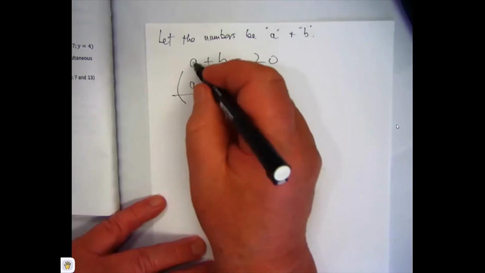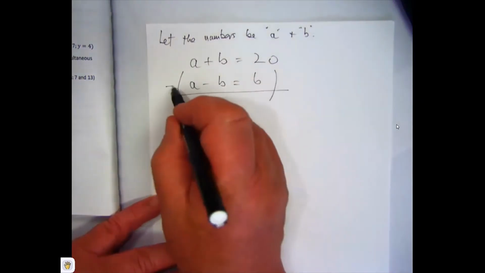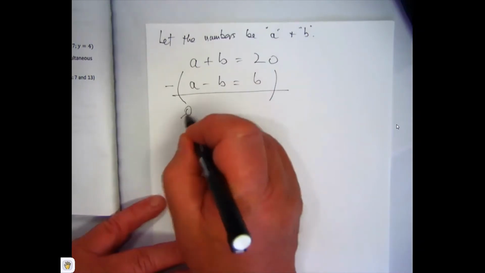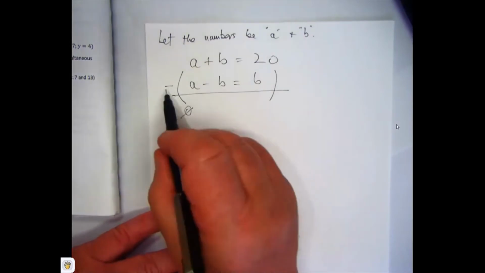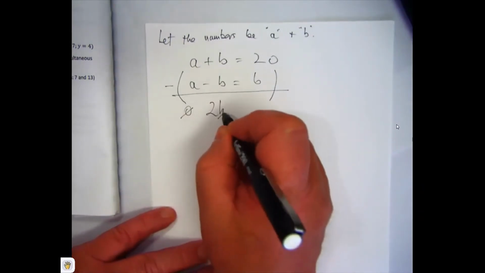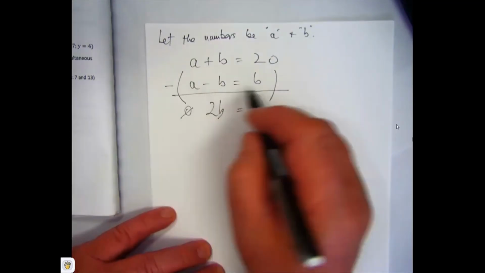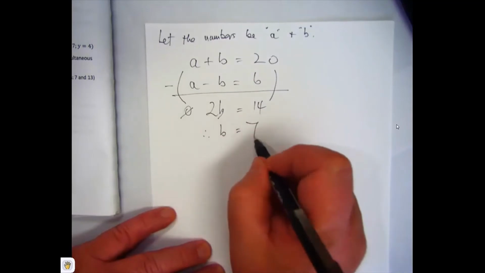Because the number in front of A is the same, they're both 1. A minus A is nothing, but here's where we win. This is where this method is really good. B minus a minus is a plus. B plus B is 2B equals 20 minus 6, 14. Therefore, B must be 7.